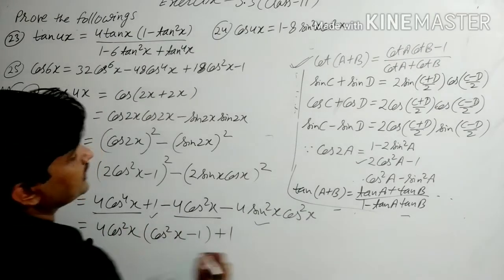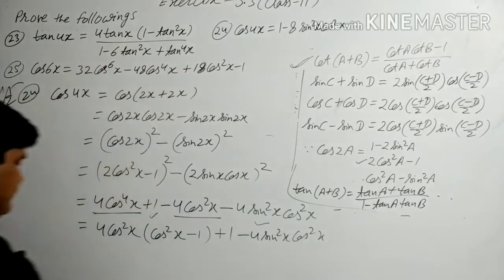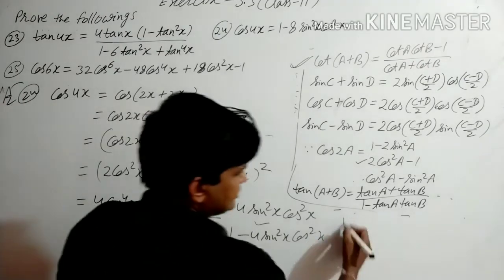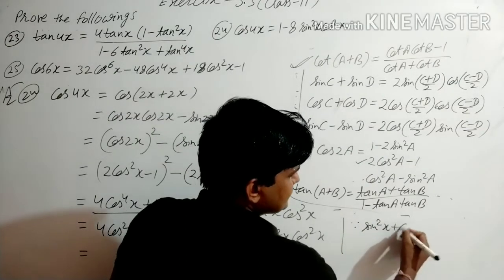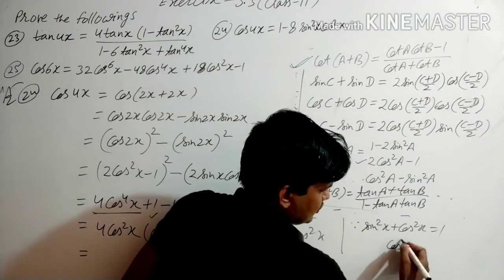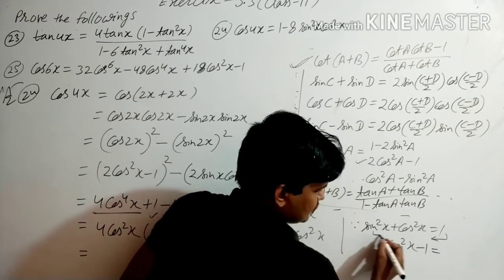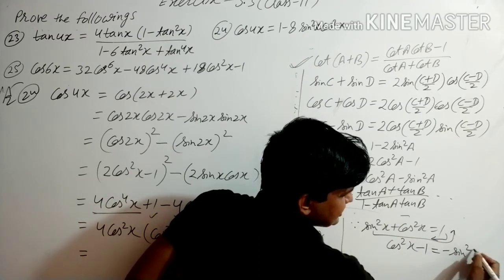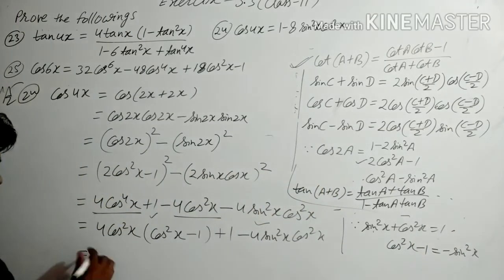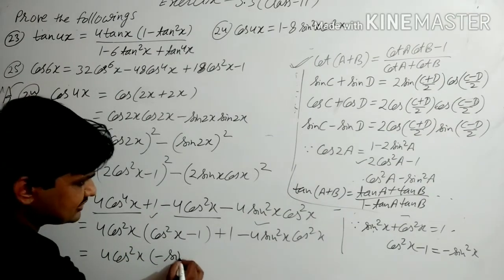Now plus 1 minus 4 sin square x cos square x equals to, now cos square x minus 1, so dekhiye, since we know sin square x plus cos square x equals to 1, so cos square x, take this 1 to this side, so minus 1 equals to sin square x, so this side le jao, then minus sin square x. Okay, so cos square x minus 1 equals to minus sin square x. So ये हमारा 4 cos square x. Now, यहां पे minus sin square x.